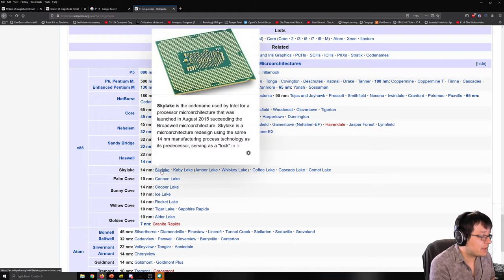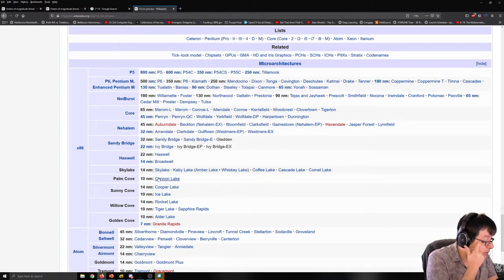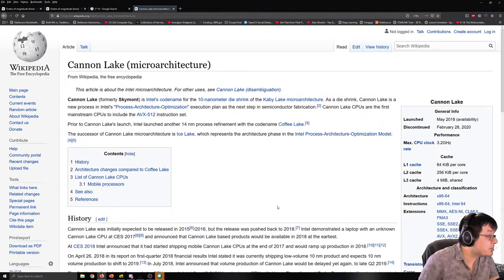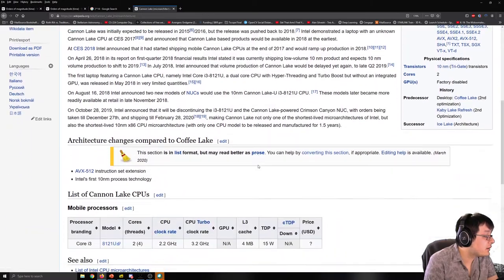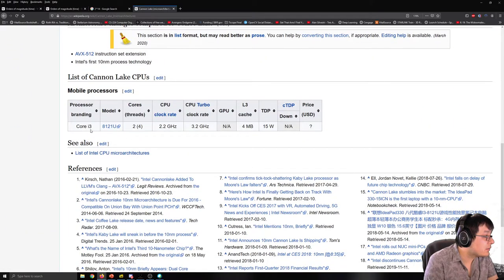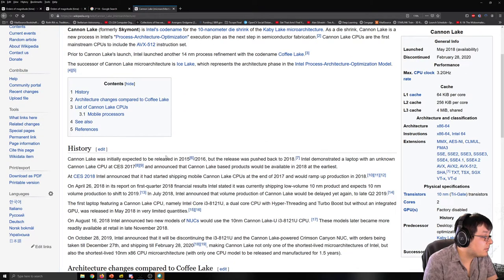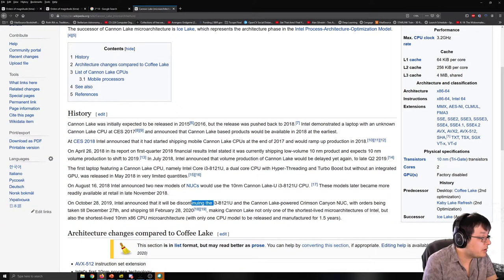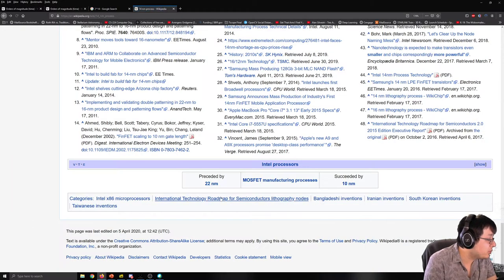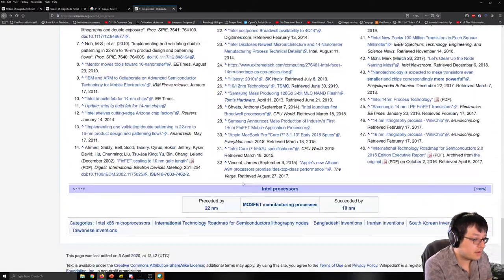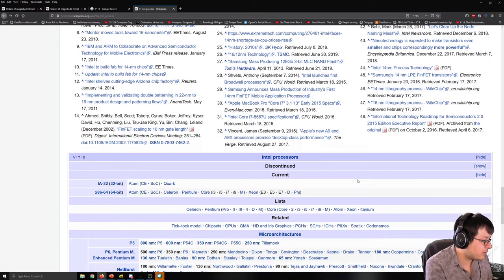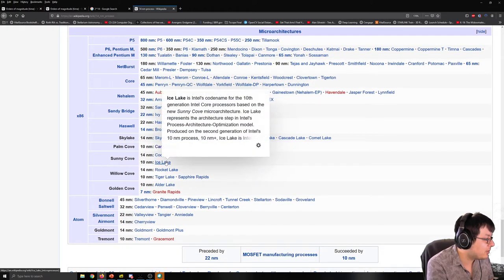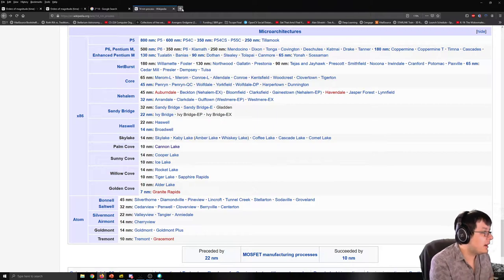So this kind of stops at Skylake, I believe, because that was the last 14 nanometer chip. But from there, we have the 10 nanometer chips, like Coffee Lake, initially expected in 2015. In October 2018 it was continuing, so I guess it kind of skipped the architecture, I suppose. And then what is our current, the 10th generation, I believe, going to be?